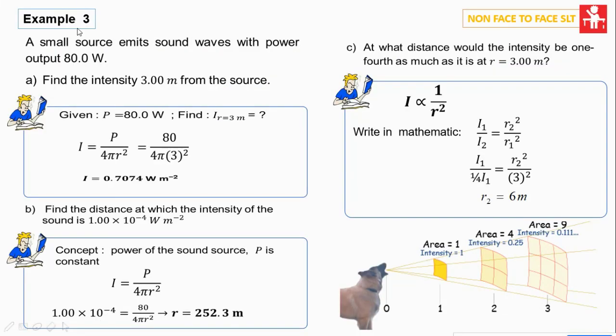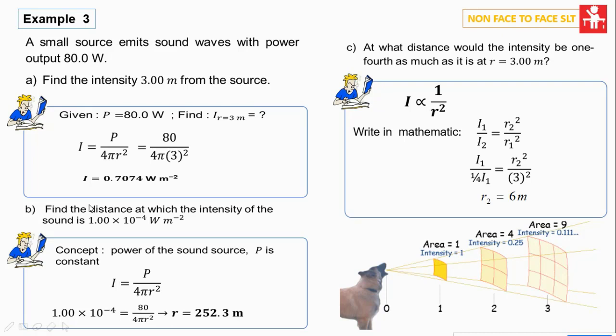Now let's try example 3. A small source emits sound wave with power output 80 watts. Find the intensity 3 meters from the source. To get the value of intensity, we can simply apply the formula power over 4 pi r squared and substitute the value of r equal to 3 meters to get 0.7074 watt per meter squared.